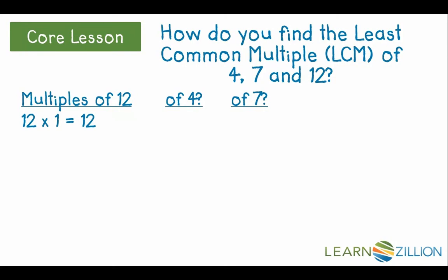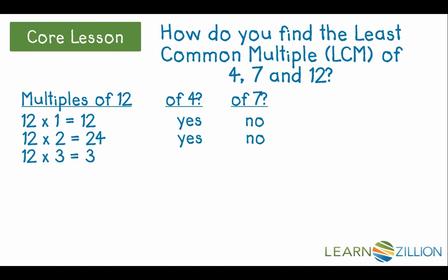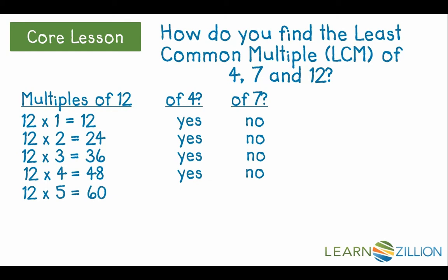So let's start. Is 12 a multiple of 4? It is, but of 7? No. So 12 times 2 is 24. Is 24 a multiple of 4? Yes, it is, but of 7, it's not. Is 12 times 3, which is 36, a multiple of 4? Yes, it is, but of 7? No. And so we need to continue. 12 times 4 is 48. It is a multiple of 4, but not of 7. 12 times 5 is 60. It's a multiple of 4, but not of 7.